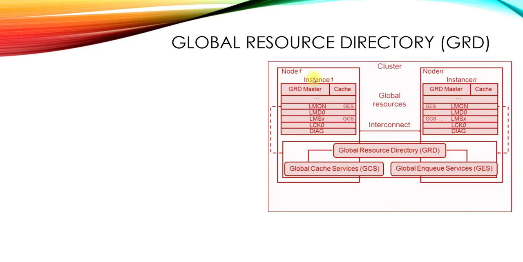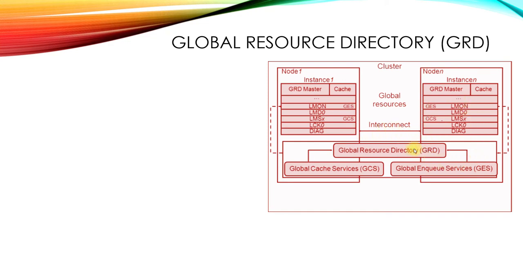So you see a picture here which is giving you a bird's eye view of how the processes of the global resource directory, as well as the global resource management, work. This particular picture is giving you the details of a two node cluster. So you see node 1 and node 2. Node n means there can be multiple nodes.